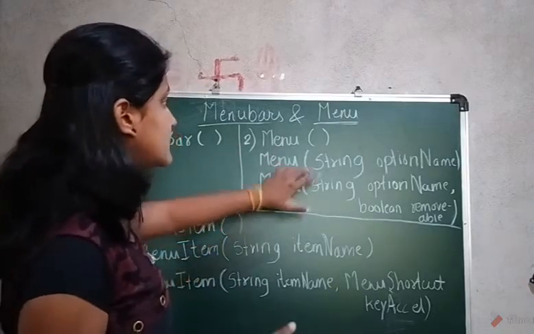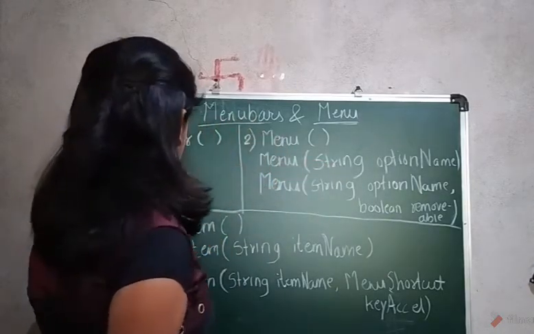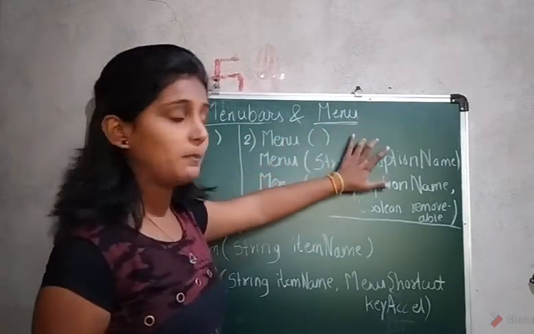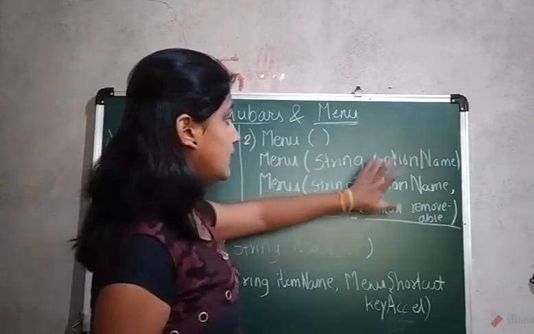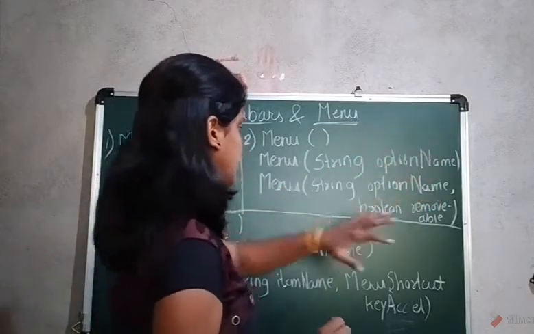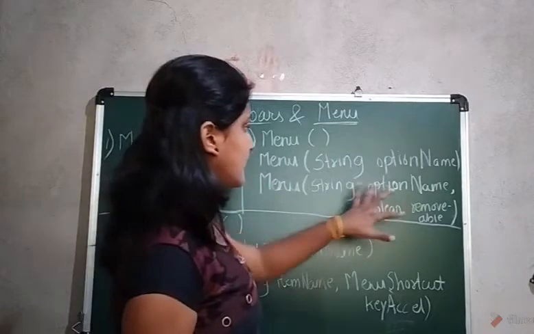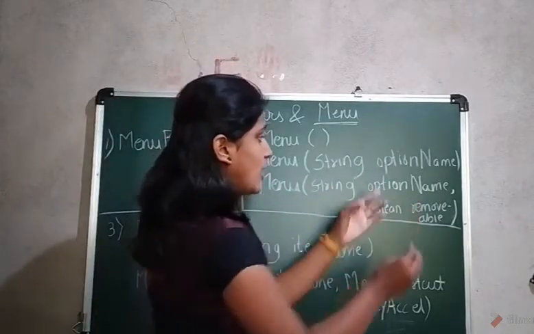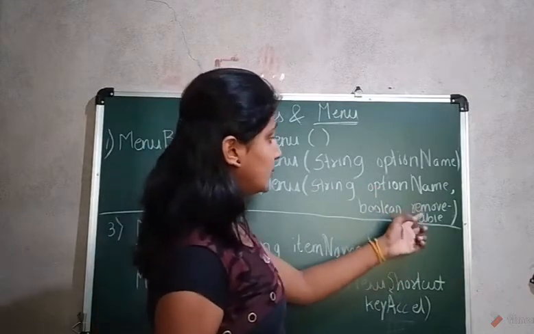Now moving to the next one, the menu, which the menu bar is going to have. The first one is the default constructor, where nothing is passed. The second one takes a string. What exactly you want the menu on the menu bar to be called, you have to specify here. Now there are two parameters, right? The first one is a name that you have to specify, and the second one is a boolean, removable.